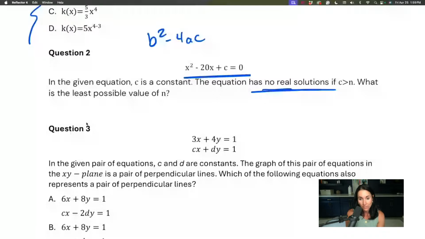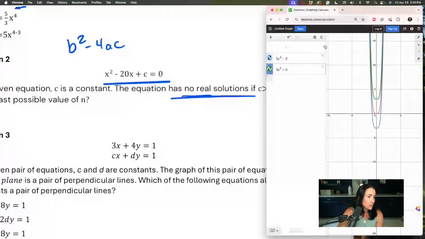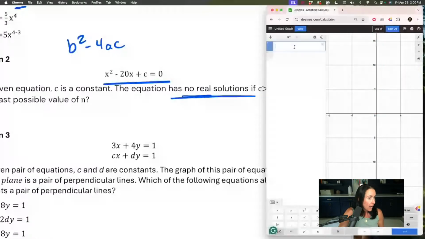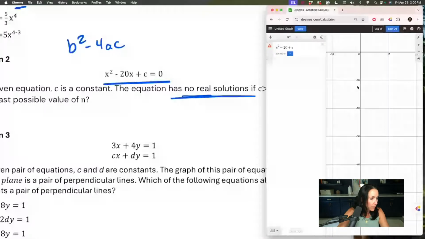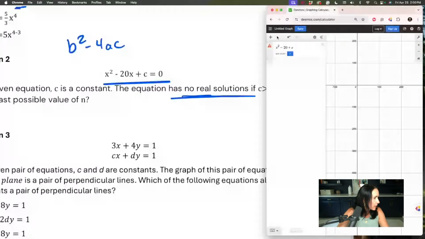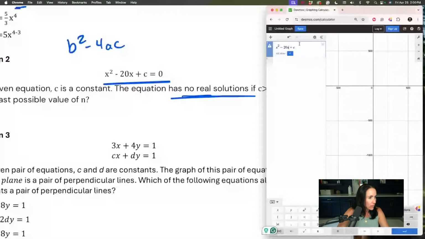And there are no answer choices here, so I can't just use my answer choices to plug and play. I have to work this out. Now I did graph this on the Desmos calculator just to see, because whenever I have a quadratic, I graph it. So x squared minus 20x plus c. Why do I not have it? x squared minus 20x. Sorry, that's the problem. 20x minus c, right?